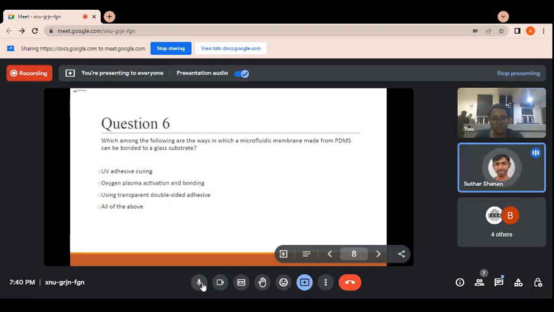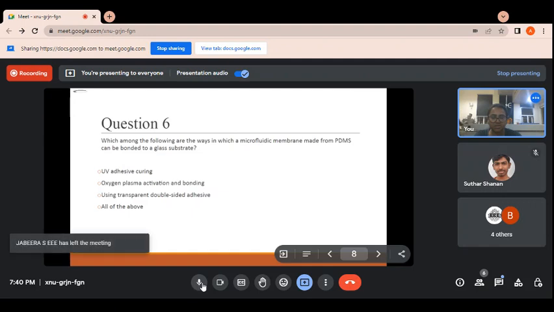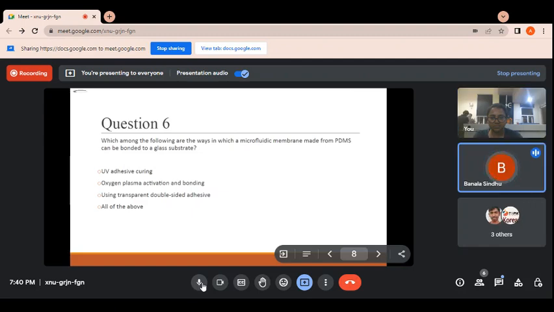Oxygen plasma is used for making microfluidic chips, and the other three options also use it to bond microfluidics. Okay. And when is the UV adhesive curing needed? What is the right answer? I think all of the above, ma'am. Can you explain?